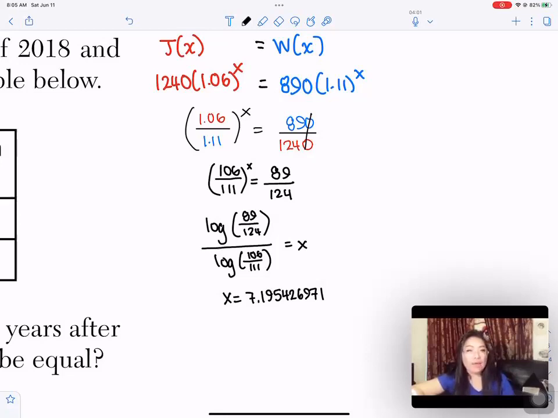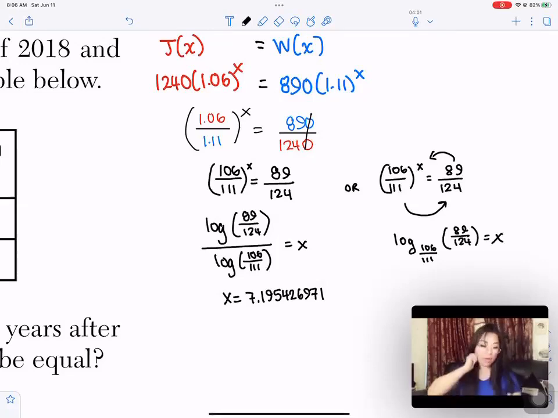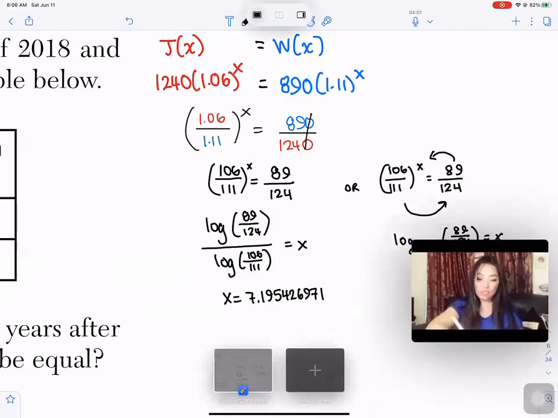Now that you have like the base on one side and it equals to like an answer, you can take the log of both sides. So there's several ways to do this. Either you could do the spiral technique. So I'm just going to go over here, like 106. So I'm going to write 106 divided by 111, all raised to the x power equals 89 over 124. Base to this is equal to the x. So log base 106 divided by 111 of 89 over 124 is equal to x, okay? But realize that that's really the same thing as a change of base.